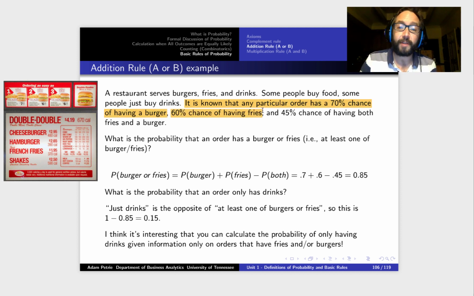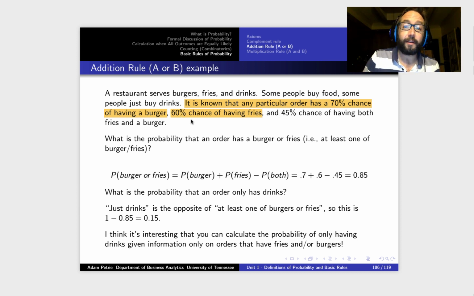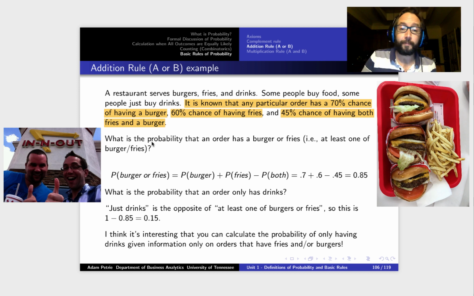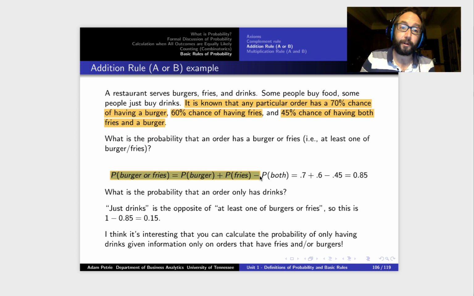60% of those orders have fries, and maybe something else. And we also know that 45% of orders have both burgers and fries. So some people just get burgers, some people just get fries, some people get both. We might like to ask, what's the probability that the customer is going to have at least one of the items in their order, burger or fries? All right, so according to the addition rule, if we want to know the probability of burger or fries, at least one of those 2 things, we add up the component probabilities and then subtract off the probability of them both occurring.